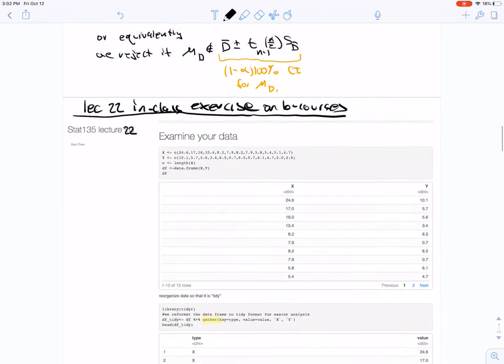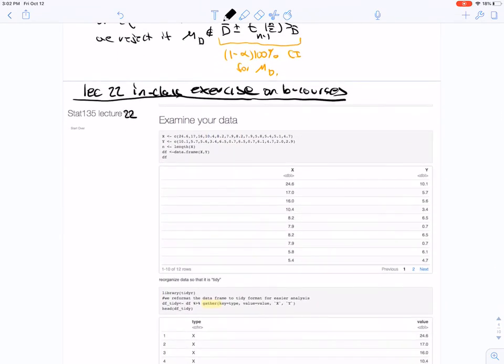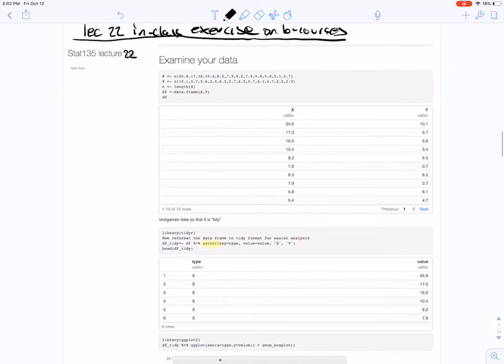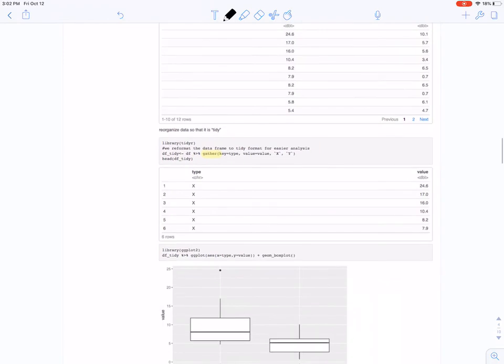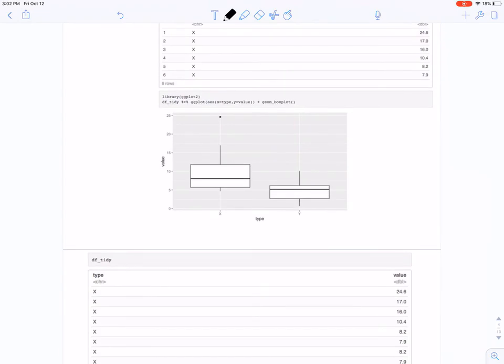So next we did an in-class exercise on bCourses where I showed you the code to do paired and unpaired two-sample t-tests in R. And so I just made up some data here, and I did some data cleaning by making my data frame tidy using the gather function. I examined the box plot here. It looks like the medians are different here, so likely the means are different.